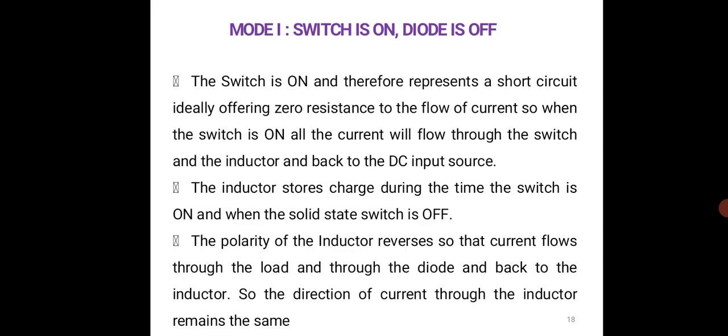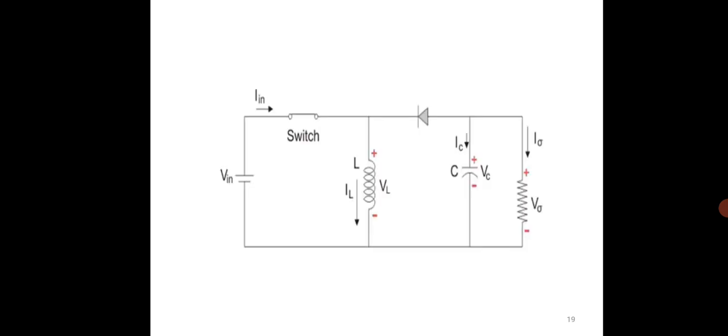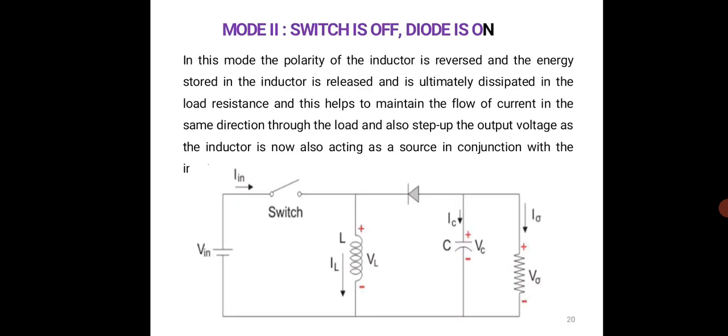So when the switch is on, all the current will flow through the switch and the inductor and back to the DC input source. The inductor stores charge during the time the switch is on, and when the solid state switch is off, the polarity of the inductor reverses so that current flows through the load and through the diode and back to the inductor. So the direction of current through the inductor remains the same.